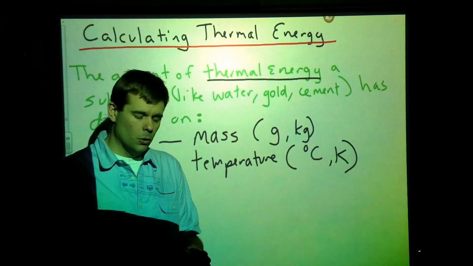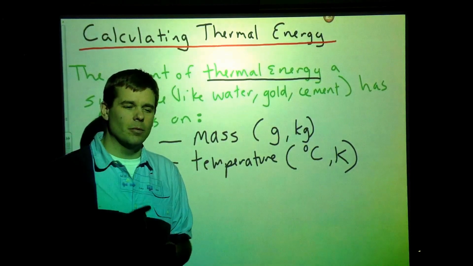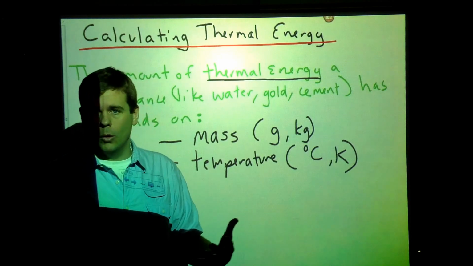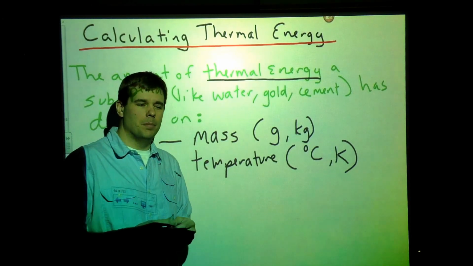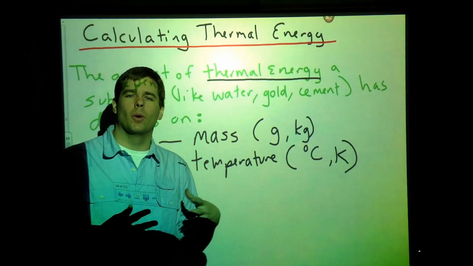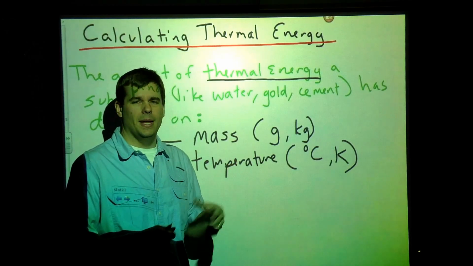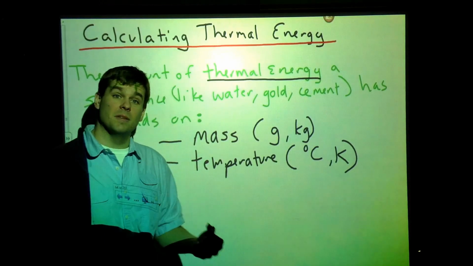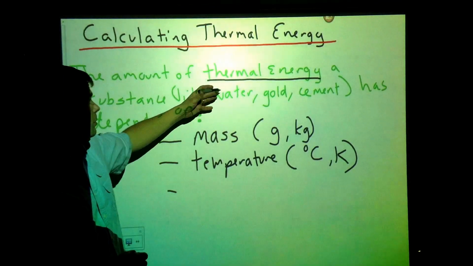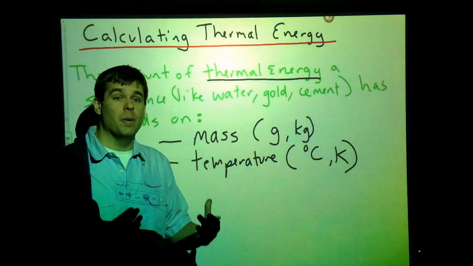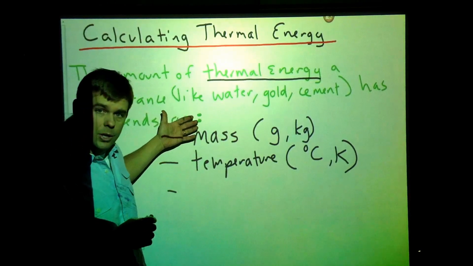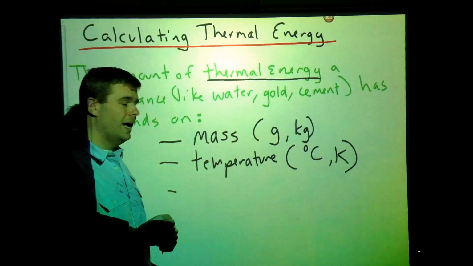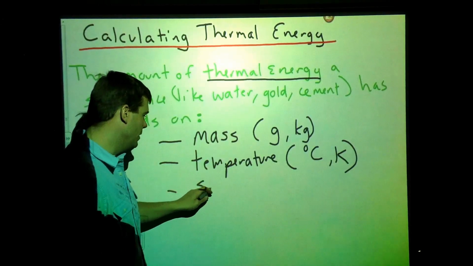silver, sodium, copper, metals, they tend to heat up very rapidly. Compared to glass, wood, foam, plastic, they require a whole lot more energy before they get hot. And that property, how reluctant something is to heat up, is known as specific heat. So how much thermal energy an object has depends upon the object's mass, how much you have, the temperature, how quickly those particles are moving, and lastly, the specific heat of the material.